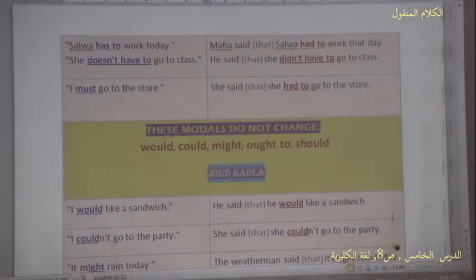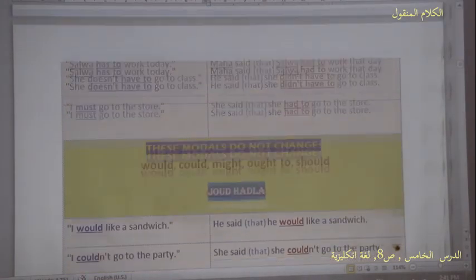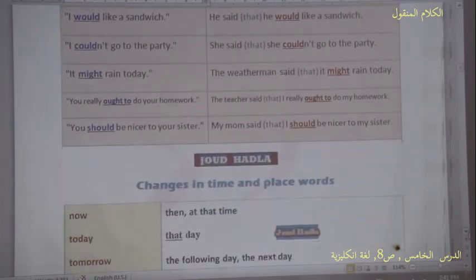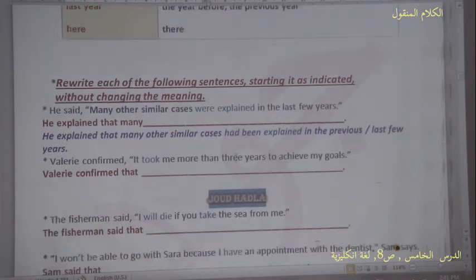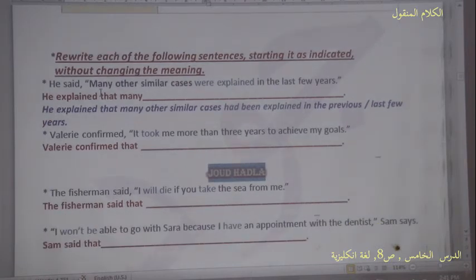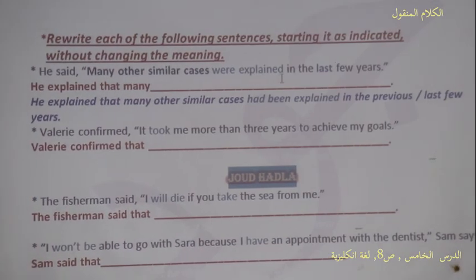But before I finish this lesson, I'd like to tell you that you have homework to change these sentences into reported speech, and they are all statements. Let me do the first one with you. Rewrite each of the following sentences, and this will be one of the most important questions in your final exam. Rewrite each of the following sentences, starting as indicated without changing the meaning. So he said, here I am talking about reporting a statement. He said, many other similar cases were explained in the last few years.